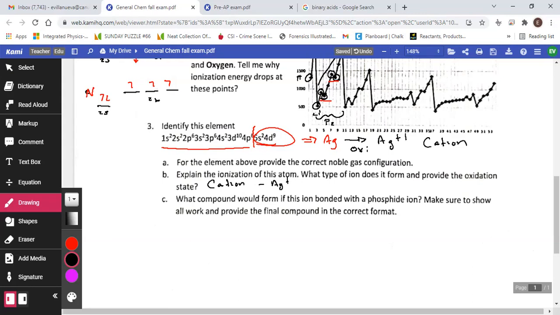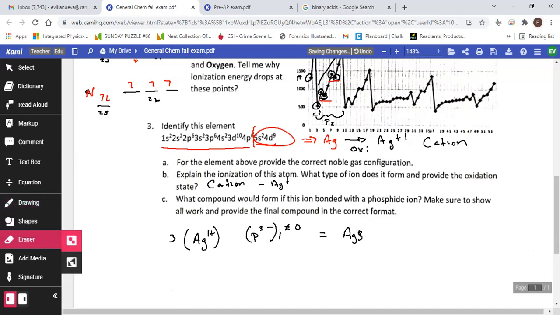What compound would form if this ion bonded with a phosphide ion? Make sure you show your work and provide the final compound in the correct format. So on that same reference table, the periodic table of ions, you should see that silver makes a 1+, and phosphide is an ion that forms a 3-. To get full credit for this question, all you have to do is provide the compound, and you do it one of 2 ways. Right here, you can add these together, and you can see that it does not equal 0. So you can multiply this guy by 3, multiply this guy by 1, and you end up with Ag3.